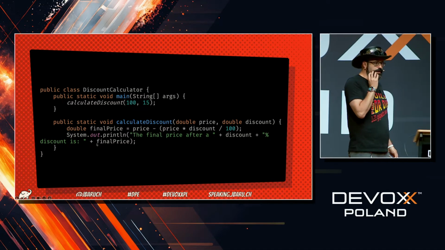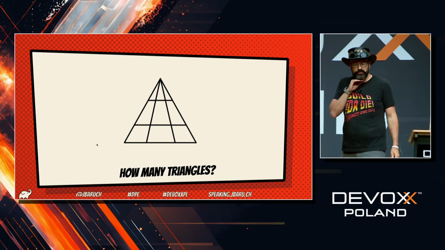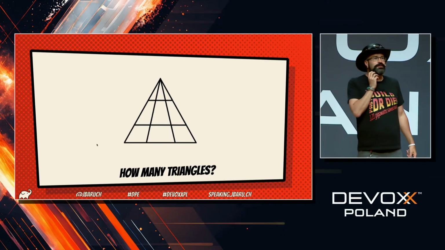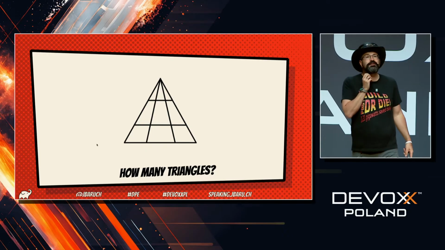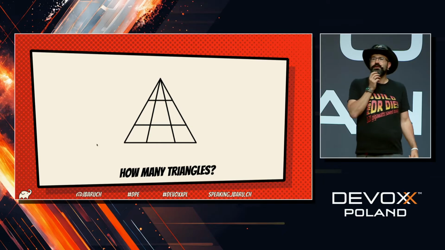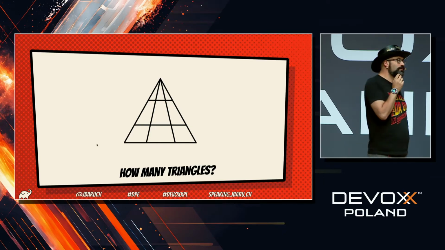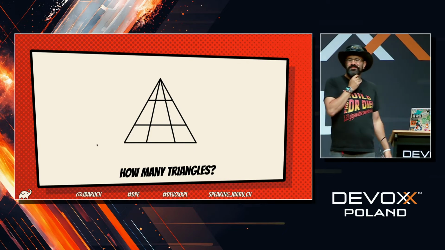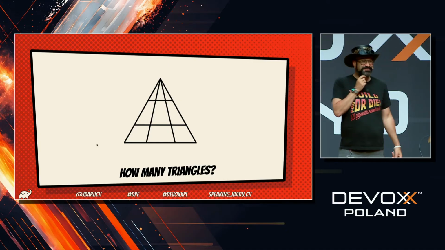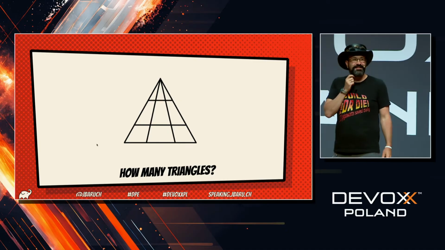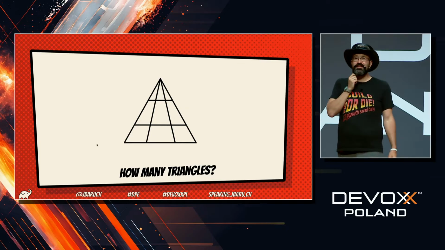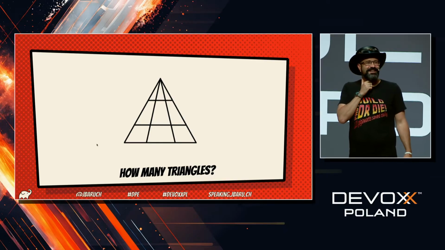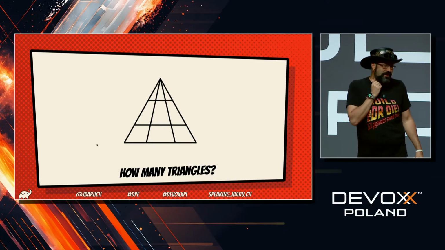This is great. Okay, let's count triangles. How many triangles? Just shout. 18? 24? 40? Okay, I see what you're doing, yeah. 64, more. 7, it depends, that's a nice answer. How many do I want? You know what, it doesn't really matter.